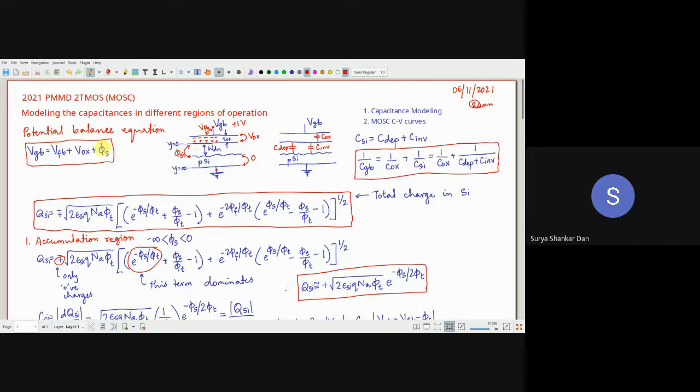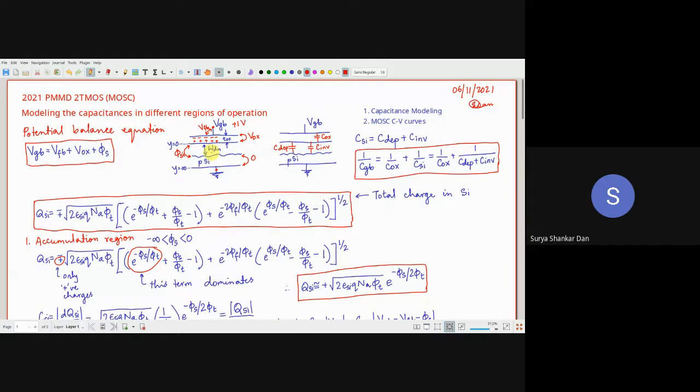And the third component of the applied VGB will be distributed inside the semiconductor. So this VFB contribution comes from the contact potentials and the defects. VOX comes from the dipoles inside the dielectric. Phi s comes from the drop inside the semiconductor, which in this case is silicon. Now, remember that inside the silicon material, there will be one region which is the depleted part. We have all seen that previously.